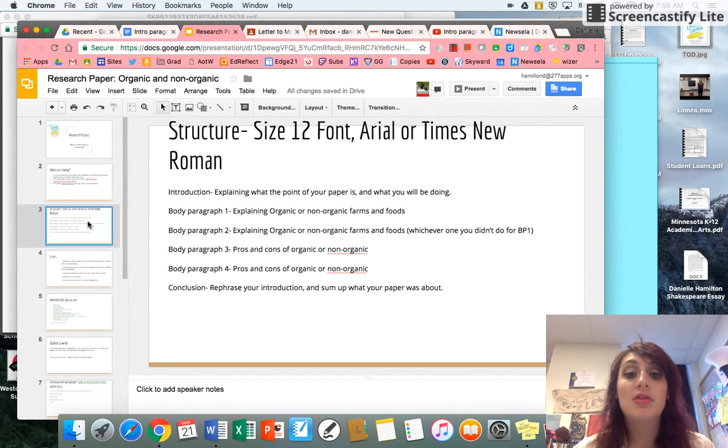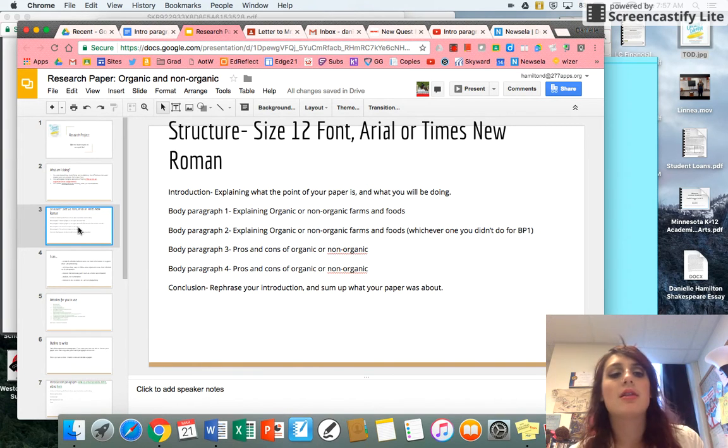And then finally a conclusion, rephrasing your introduction and summing up what your paper was about. You're not arguing for or against one necessarily. You're merely presenting that there are pros and there are cons to both.